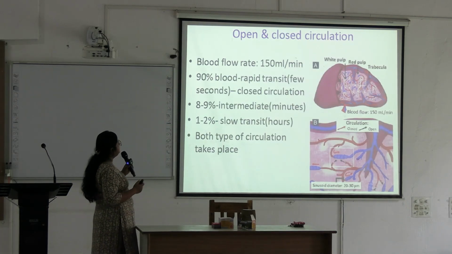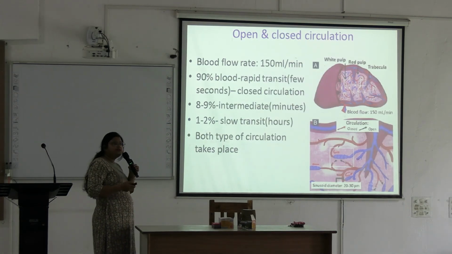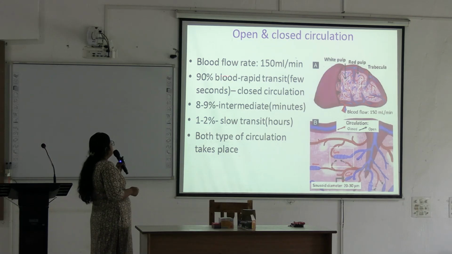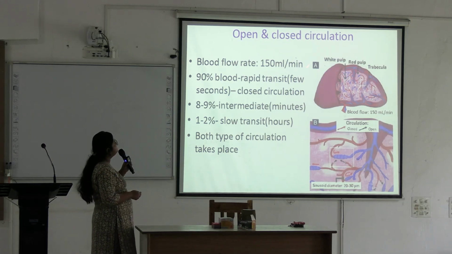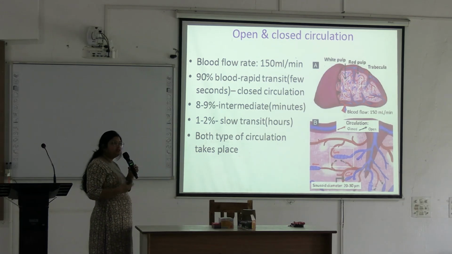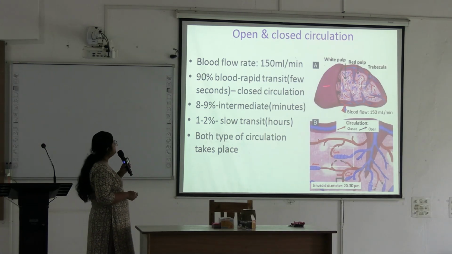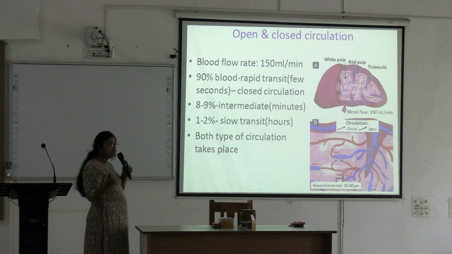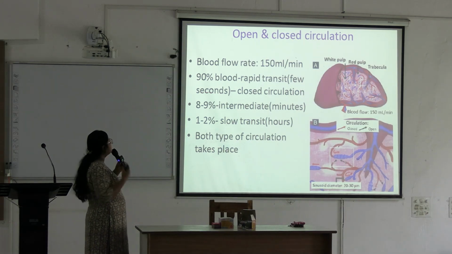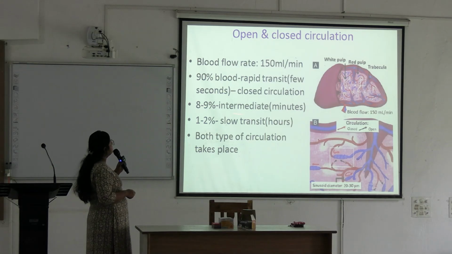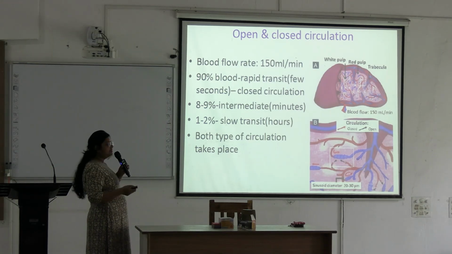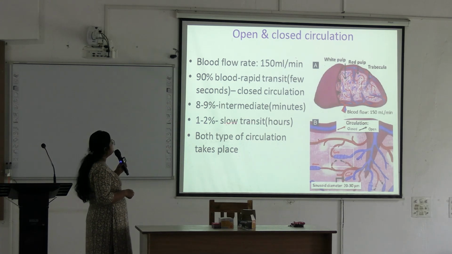So, what is the blood flow rate through the open and closed circulation? Blood flow rate is about 150 ml per minute through the spleen. 90% of blood goes through rapid transit. Rapid transit means it passes within a few seconds through the closed circulation. Only 8 to 9% passes through intermediate circulation. It takes minutes, and 1 to 2% slow transit.